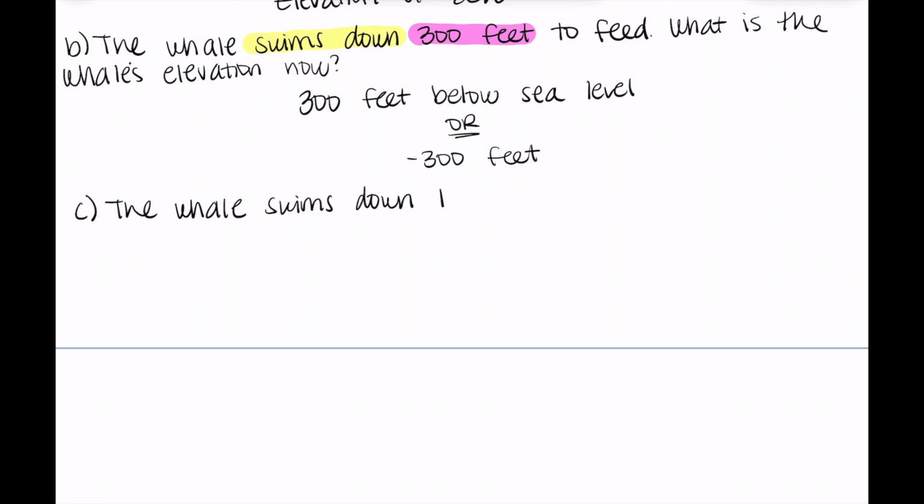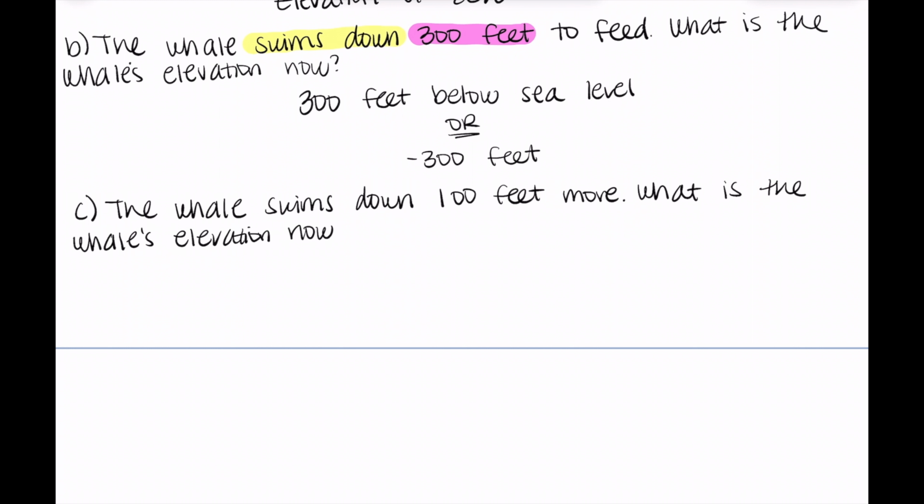For part C, it says that the whale swims down 100 feet more. What is the whale's elevation now? All right, so for this one, we were already at 300 feet below 0, right, from part B. So if we're already at that negative 300 feet and we are swimming down 100 feet more, well, we would start with the negative 300 and we would be adding more negative, right? Because we're going 100 feet more or 100 feet deeper in the ocean.